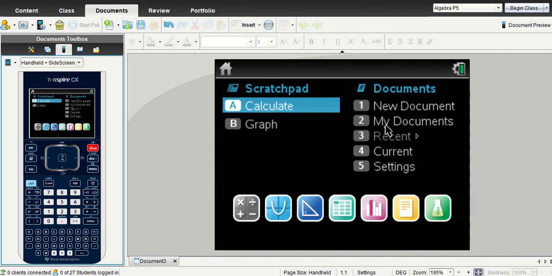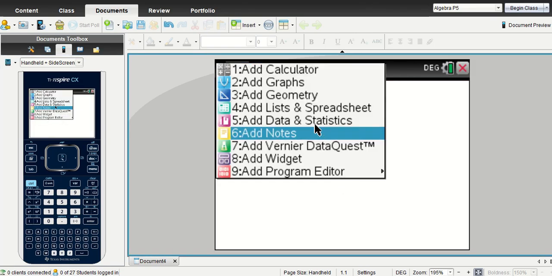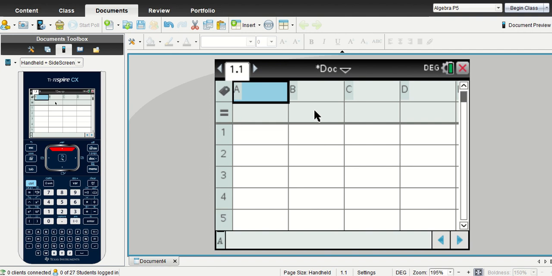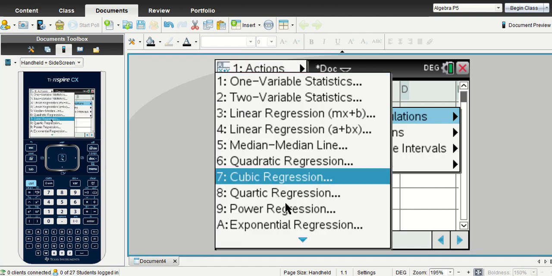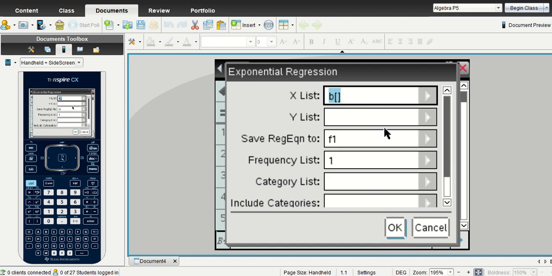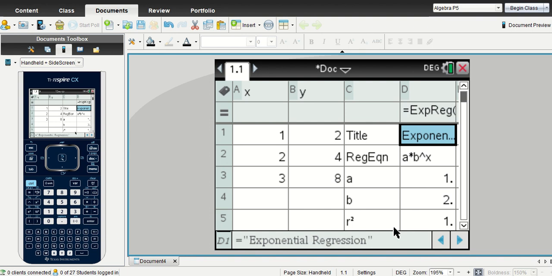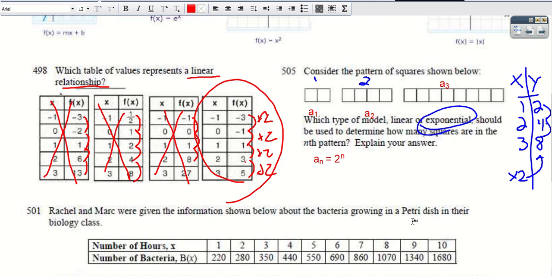So we can go to a new document. We're going to open up that lists and spreadsheets page. We're going to title, okay? And then we got our 1, 2, 3. We got 2, 4, 8. And we're just going to do an exponential regression. So statistics, calculations, exponential regression. We're going to choose our columns. So this is x and y. And then we can see it's a, so it's y equals a to the x. So it's 1 times 2 to the x, or to the n here, because we want to use it for the nth pattern. Okay?